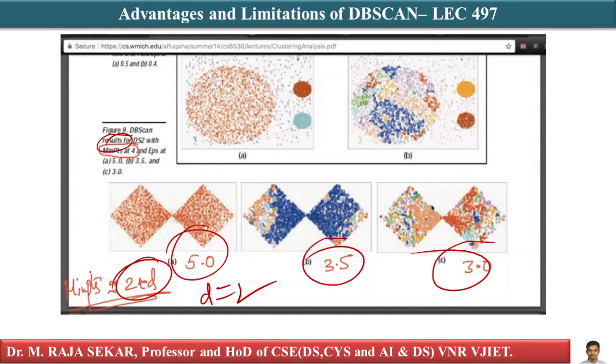Now, here my epsilon is set to 5, my epsilon is set to 3.5, 3.0. By changing the epsilon, I am getting completely different clustering results again, which shows the fundamental limitations of DBSCAN, which is sensitive to parameters. Now let's go to Wikipedia and see what the disadvantages are.